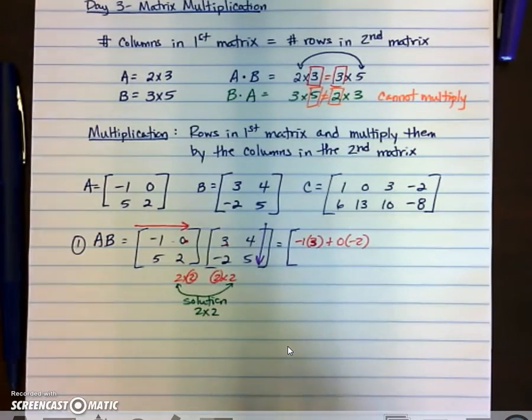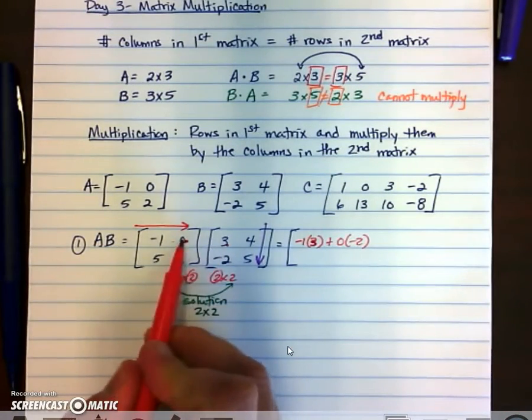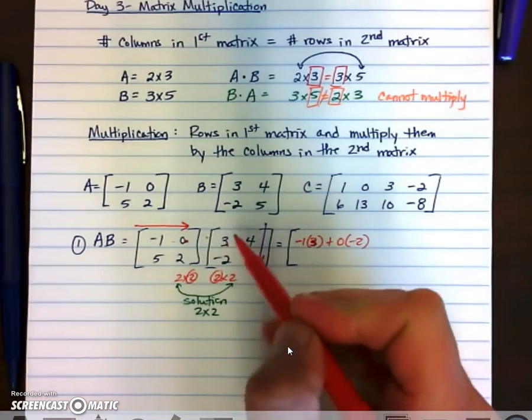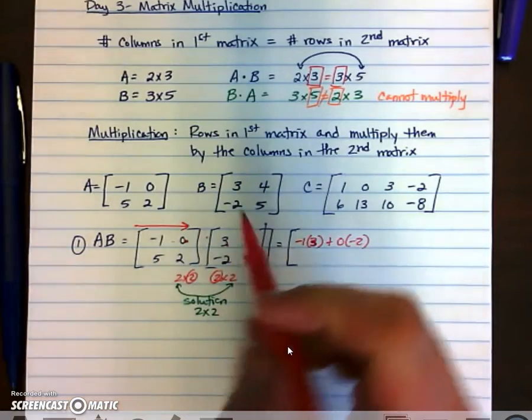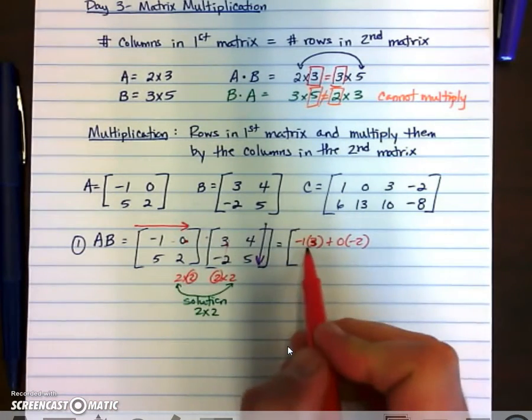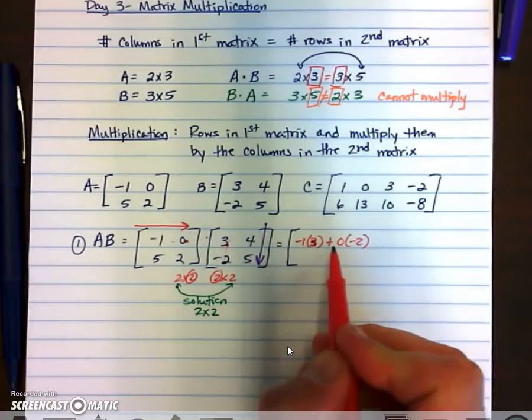Alright? That's a little tricky there. So I went -1 times 3, 0 times -2. So I went across here and I went down here. Okay? Now, when you look at this, this is row 1, that's column 1. This answer is row 1, column 1.